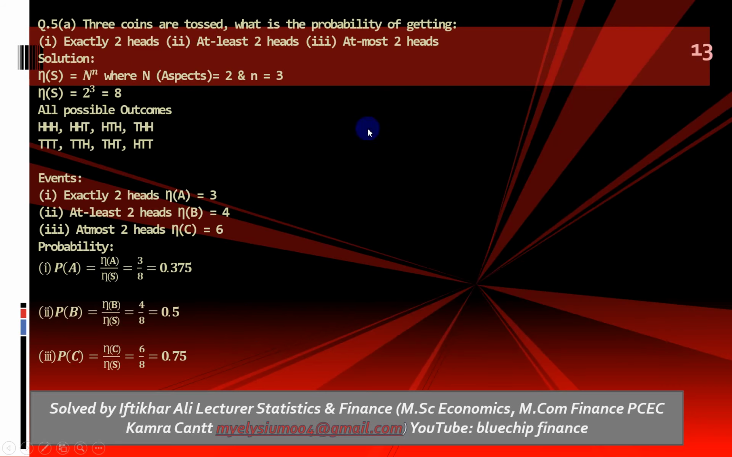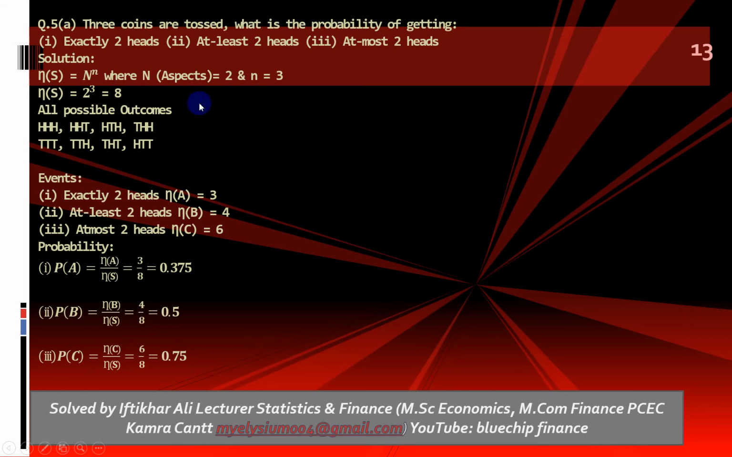3 coins are tossed. What is the probability of getting exactly 2 heads, at least 2 heads, and at most 2 heads? First of all, we need to take the sample space, which is equal to the aspects raised to the power of the count. As you know, a coin has 2 aspects, head and tail, and the number of coins is 3, so 2 raised to power 3 equals 8.